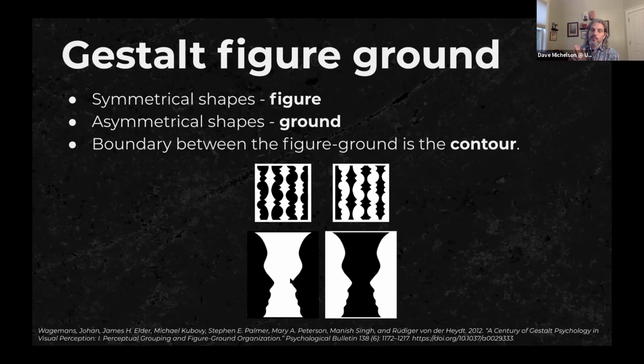On the bottom, we see kind of a different thing happen, and this is probably a graphic that many of us have seen before, the face and the vase. Now, both edges in this are symmetrical, so what happens is we see this flip-flop. It's harder to determine what's the figure and the ground, and I'm sure most of you are looking at this now and seeing the face and the vase in both of the images. And as I said, the edge between this is called the contour, and that's going to become important as we move ahead.